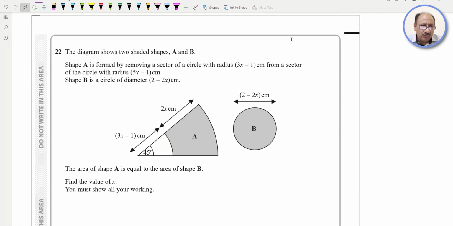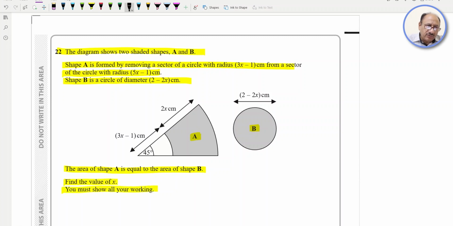Question number 22. This is saying the diagram shows two shaded shapes A and B. Shape A is this one, shape B is this one. Shape A is formed by removing a sector of a circle with radius 3x minus 1 centimeter from a sector of a circle with radius 5x minus 1 centimeter. Shape B is a circle with diameter 2 minus 2x centimeter. Now they are saying the area of shape A is equal to the area of shape B. Find the value of x. You must show all your working.